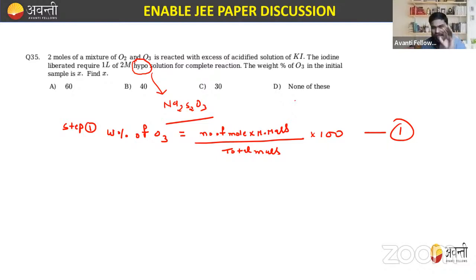Okay, so you know what we have to calculate in this question: first of all, the weight percentage of O3 only. Now let's start with how we can calculate the number of moles of ozone. So now read the question again. We will come back to equation number 1 after some time. So 2 moles of mixture of O2 and O3 is reacted with excess of acidified solution of KI. यानी KI के साथ कौन रिएक्शन कर रहा है? तो KI के साथ रिएक्शन कर रहा है अपना O3. तो बेटा जब KI की तरह O3 रिएक्शन करेगा तो क्या बनाएगा?